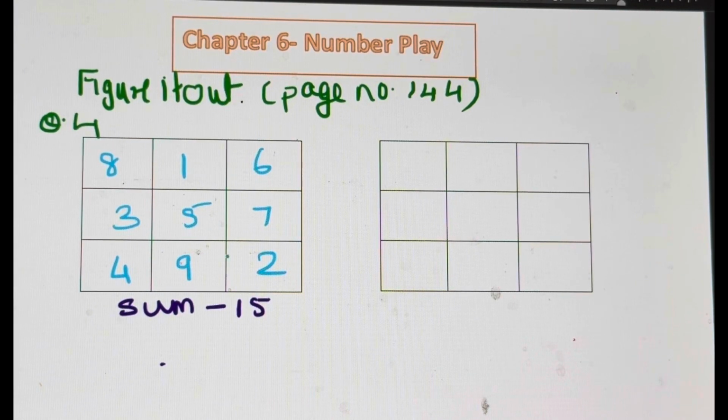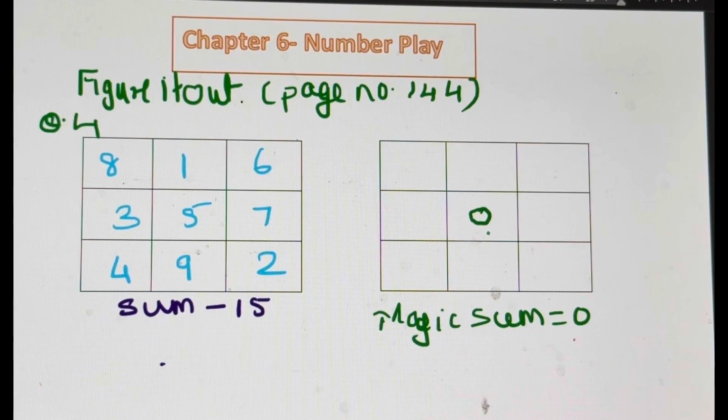But I have taken this, because it will be easier if you remember: 8 1 6, 3 5 7, 4 9 2. Here the magic sum is 15. Now we want the magic sum as 0, right? And if you remember, the center number when multiplied by 3 gives you the magic sum. 5 3s are 15. So here the only option possible is 0, because then only the magic sum will be 0. Because 0 into 3 is 0, right?